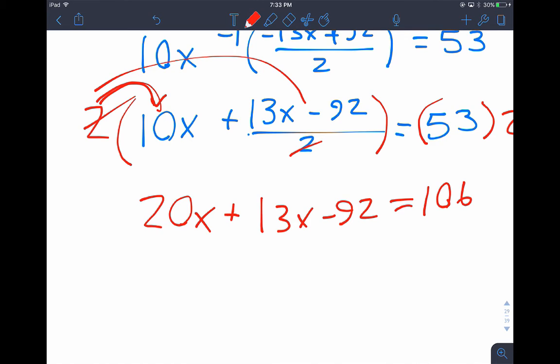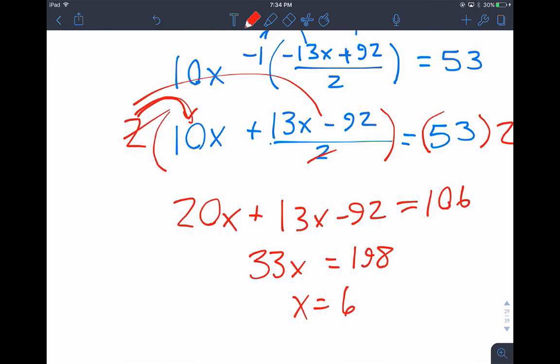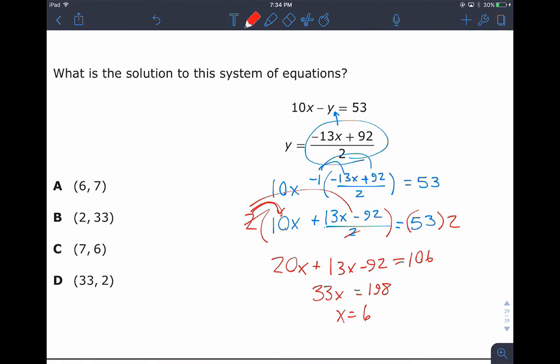Now this is just a regular solving problem with some larger numbers here. So I think you get 33x. If you do 92 plus 106, I guess you get 198. And hopefully when we divide, hopefully we get 6. So 198 divided by 33 on my calculator, I got x is equal to 6. So that kind of came out decently there at the end.